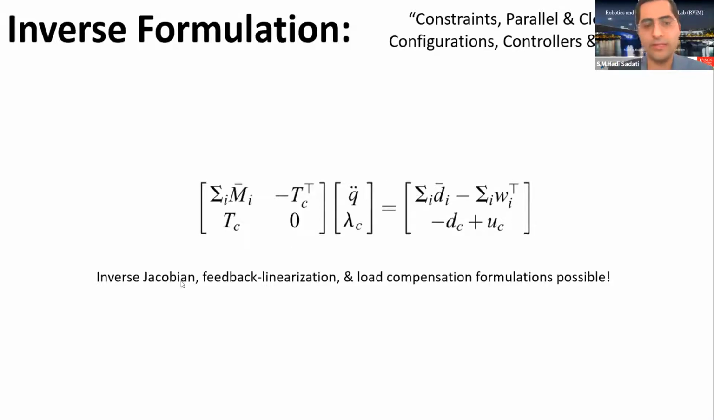We've already implemented inverse Jacobian feedback linearization and load compensation formulation with this. So basically for a controller and observer formulation, you just substitute TC with the actuator space transformation and lambda with the actuator input itself, or the unknown force or the unknown state that you're observing, and it solves alongside the rest of the system for you.